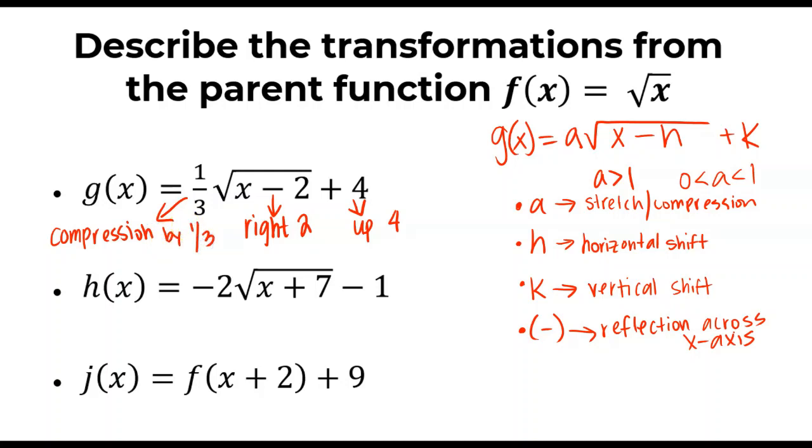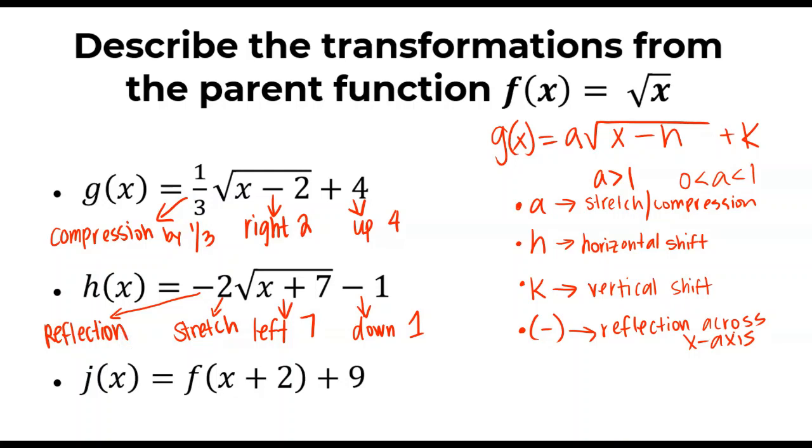All right, for our next function, remember when it was x minus 2, that was to the right 2. So if we have x plus 7, that means I'm moving to the left 7 units. If I'm subtracting 1 on the outside, remember that's our vertical shift. That means I am moving down 1. If I have a 2 in the front, that means I am stretching by 2. And that negative sign means there is a reflection.